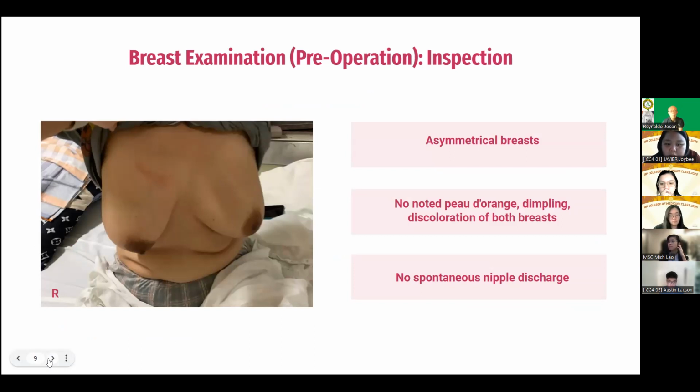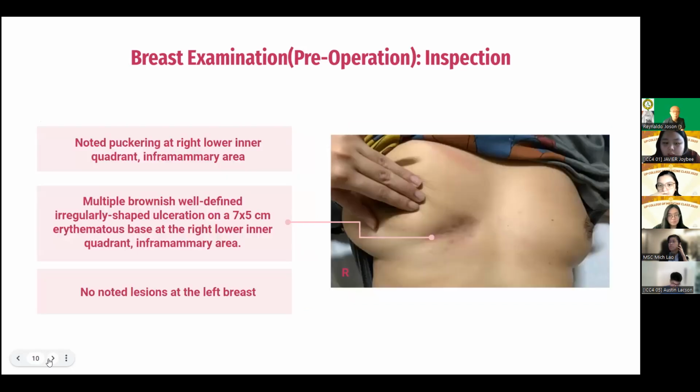There's no noted peau d'orange, dimpling, or discoloration of both breasts. And then there's no spontaneous nipple discharge. And next slide. For another inspection, we noted there's a puckering at the lower inner quadrant of the right breast. There are also multiple brownish, well-defined, irregular-shaped ulcerations on a 7 by 5 centimeters erythematous base at the right lower inner quadrant in the inframammary area.